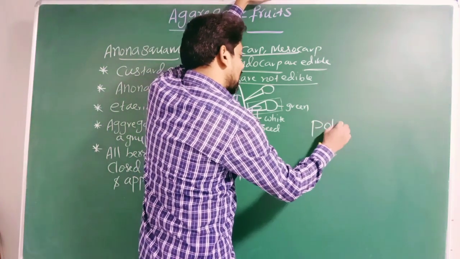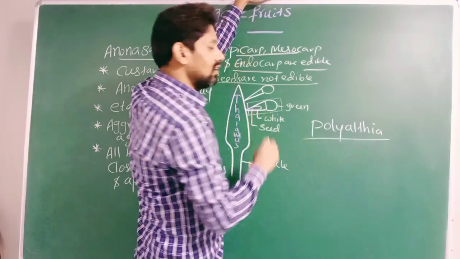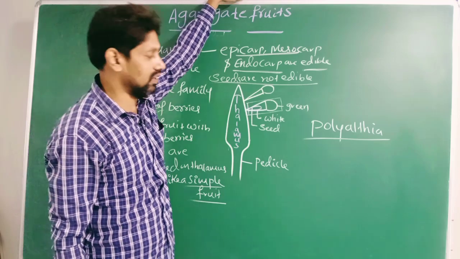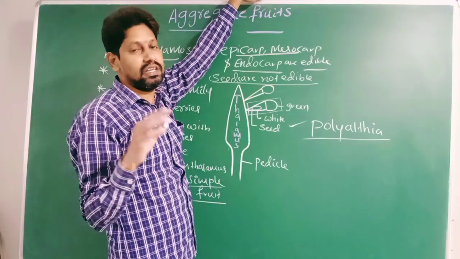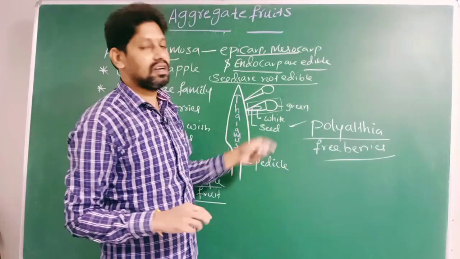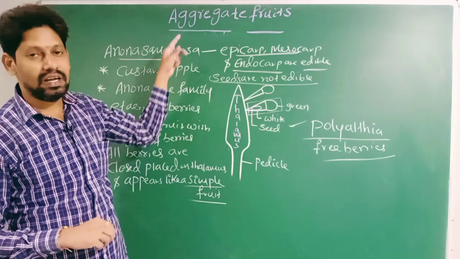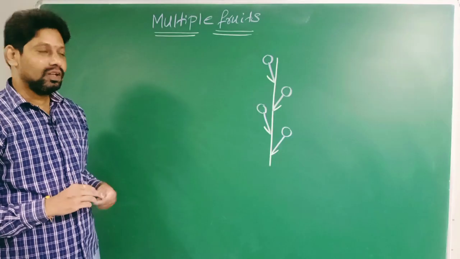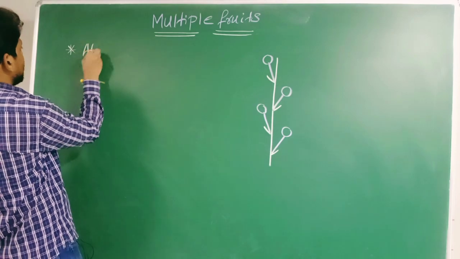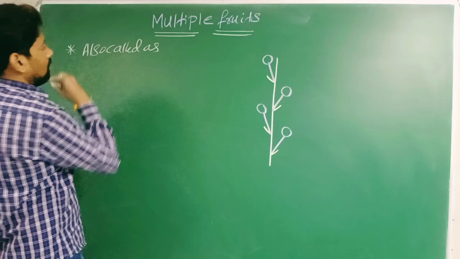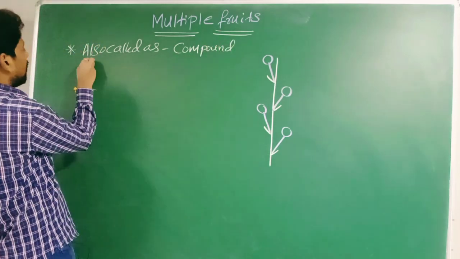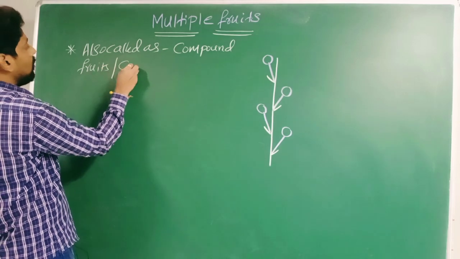In the case of Polyalthia, we came across this Polyalthia in cauliflory, development of flowers directly on the older stem. In Polyalthia, free berries are present. With this, we completed aggregate fruits. Go for the next one. What is it? Multiple fruits. Multiple fruits are also called compound fruits or composite fruits.